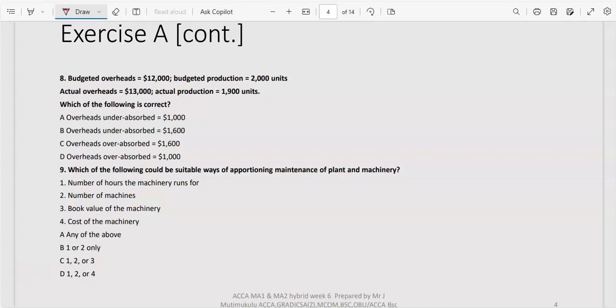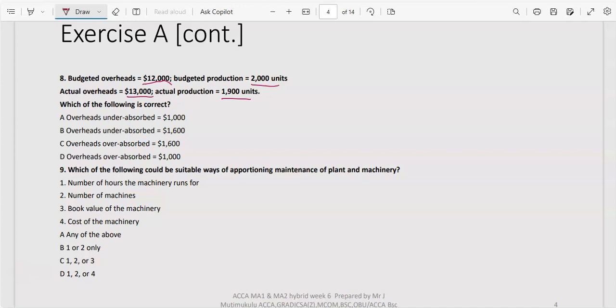Question number 8. We are given budgeted overheads of 12,000, and the budgeted production was 2,000. The actual overheads were 13,000 and actual production was 1,900 units. The question was asking which of the following statements are correct, regarding under or over absorption of overhead.